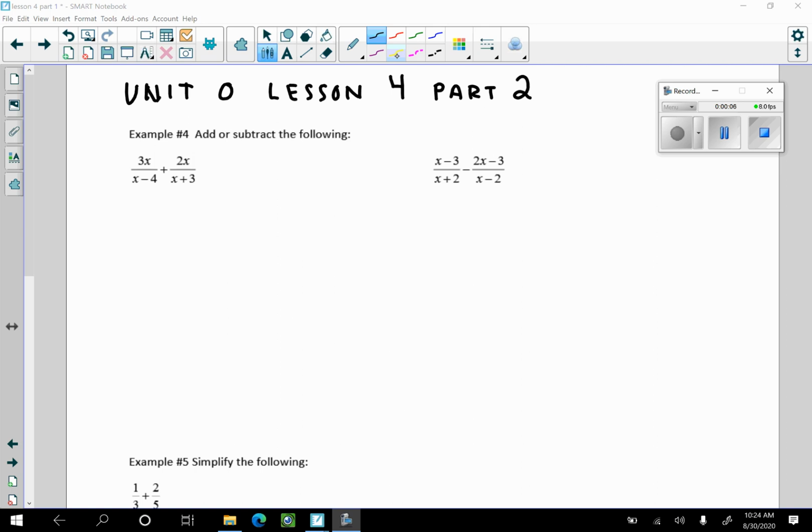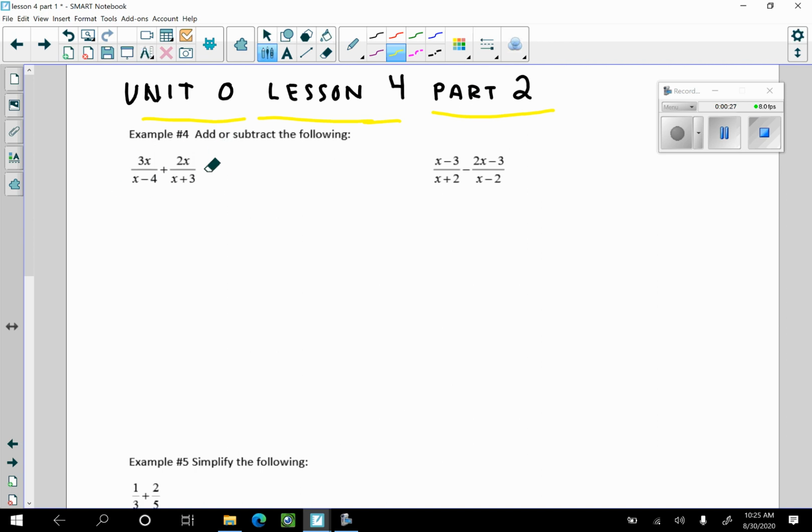This will be a continuation of Unit 0, Lesson 4. We're going to call this Unit 0, Lesson 4, Part 2. And you will find these notes in your interactive notebook, textbook, in the back page of Lesson 4. So we're back to adding fractions right here.